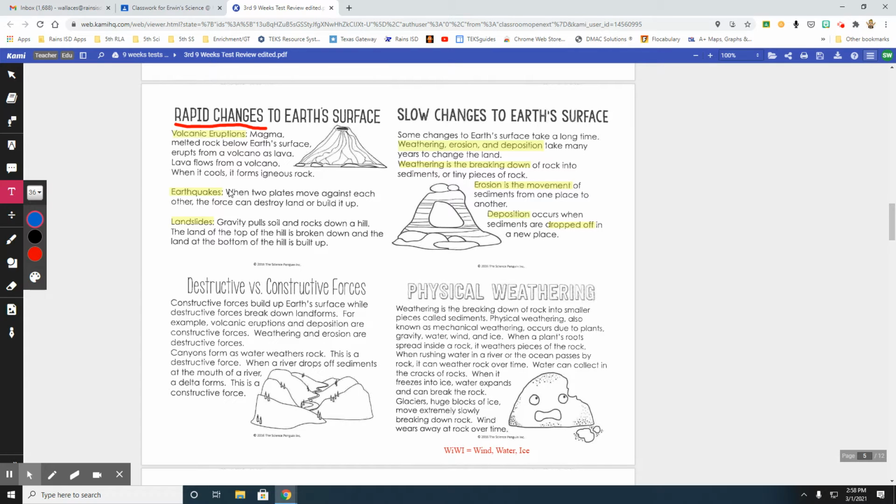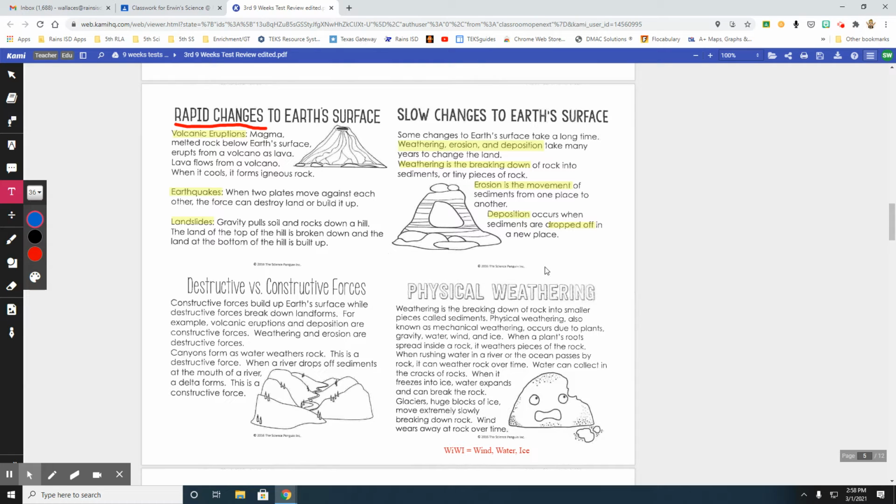And we know that when it cools, that's when we have the formation of igneous rocks, things like obsidian and pumice. We also have earthquakes, which are related to the tectonic plates moving against one another where pressure builds up. And then also landslides. And it makes sense that gravity is what's working with a landslide, typically along with lots of rain and lots of loose sediment. And that's when you have that mudslide or the landslide down a hill.